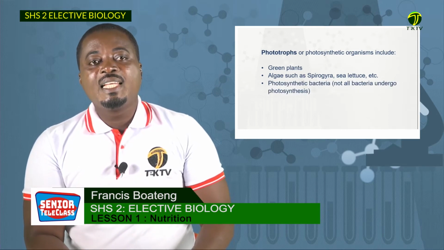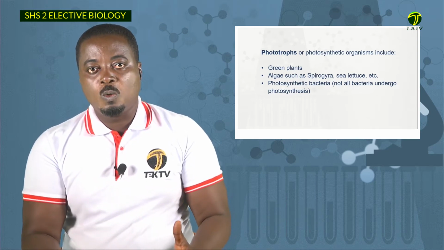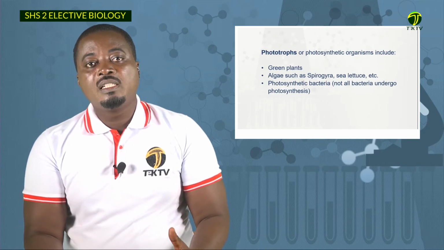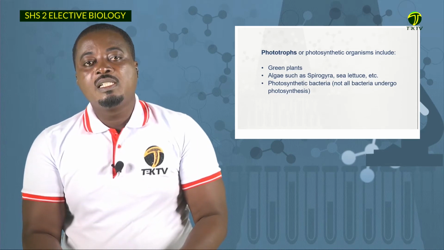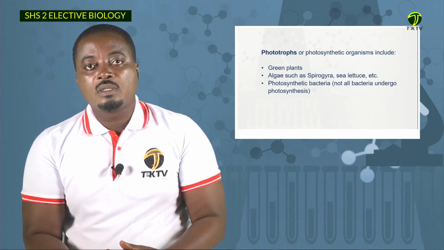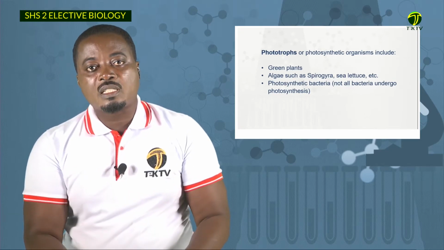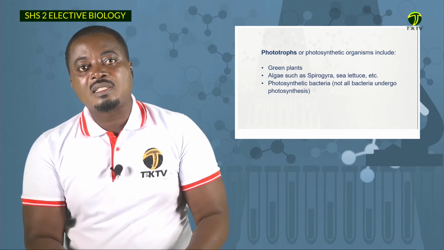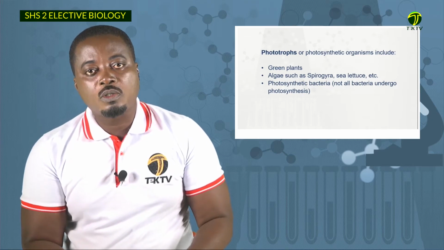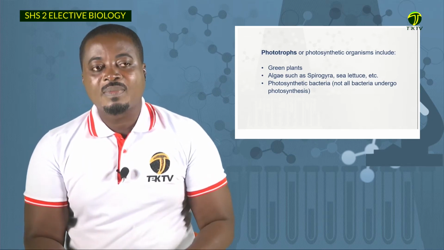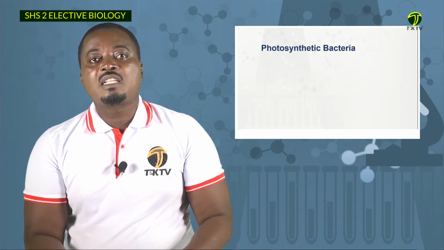Then we have photosynthetic bacteria. You should know that a bacterium is a prokaryote and therefore doesn't come under protists or plants. But there are some bacteria that are able to undergo photosynthesis. Because they are able to undergo photosynthesis, we call them photosynthetic bacteria. So they are also included in phototrophs or photoautotrophs.